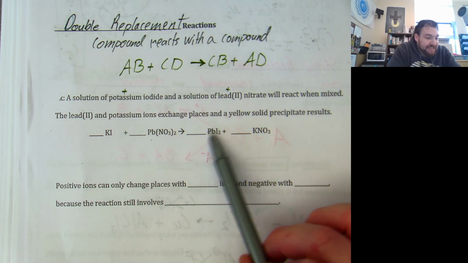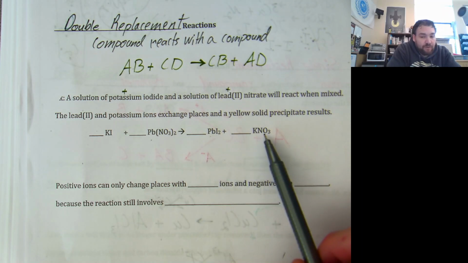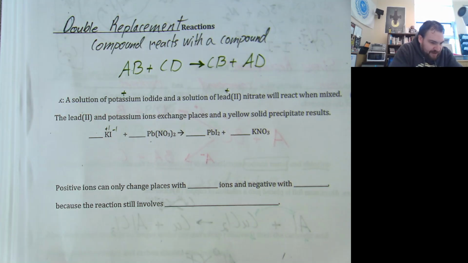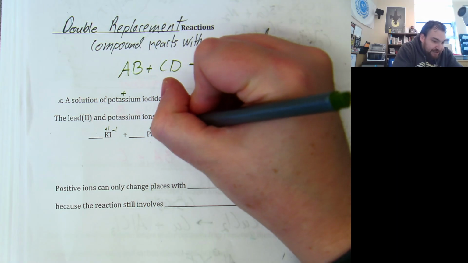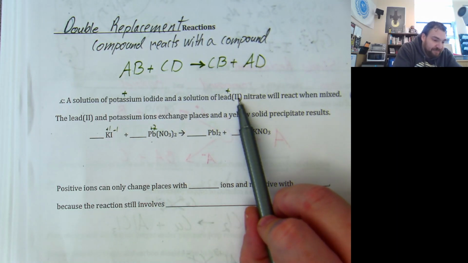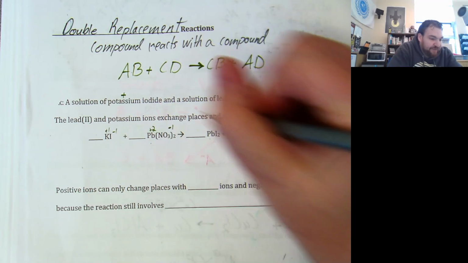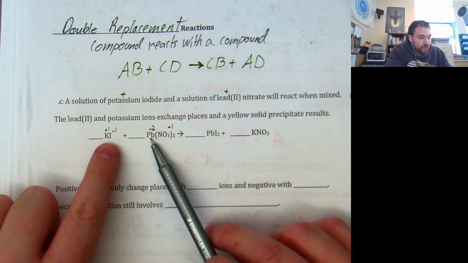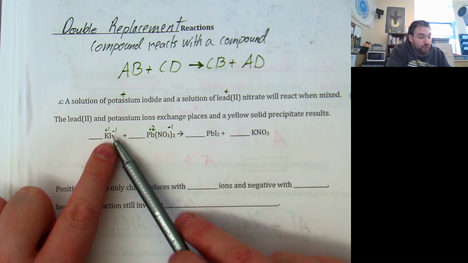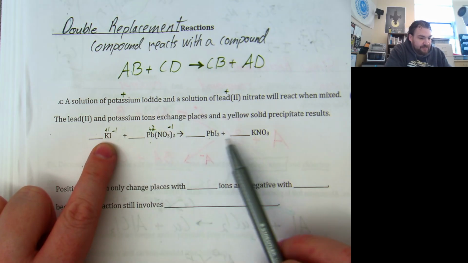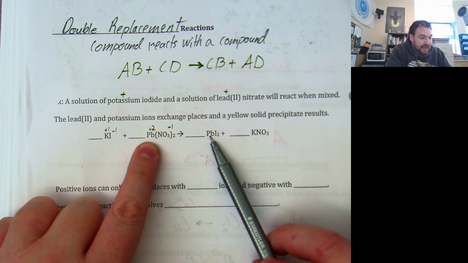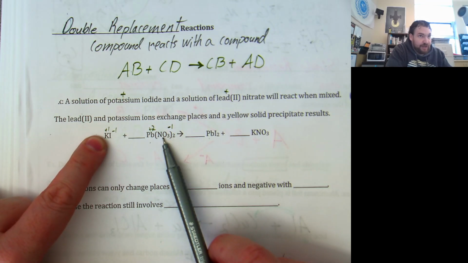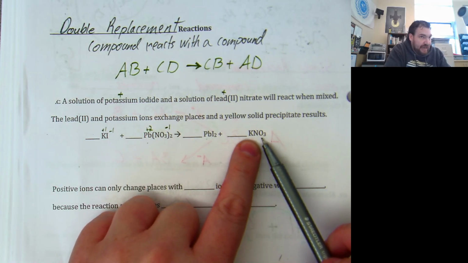These things always get built with the correct charges, like K has a charge of +1, iodine's got a charge of -1, lead here has a charge of +2, because that's the Roman numeral listed, and nitrate has a charge of -1 when it's on its own. So when these guys swap spots, you're going to need 2 iodines to balance out the charge of +2 on the lead. And because this guy's got a charge of +1, this guy's got a charge of -1, you just need one of each, just KNO3.